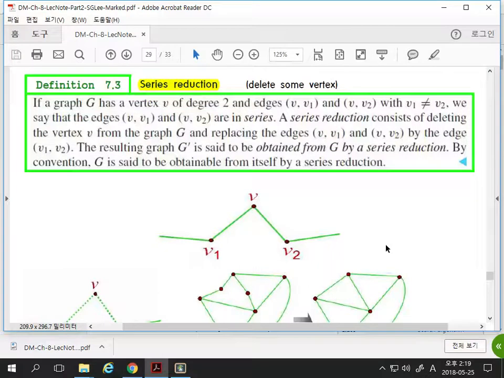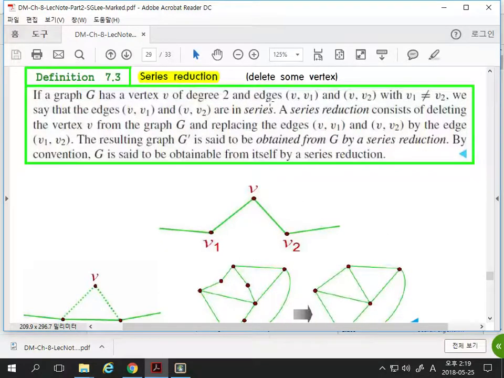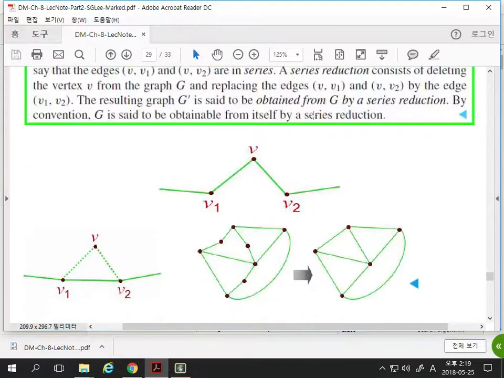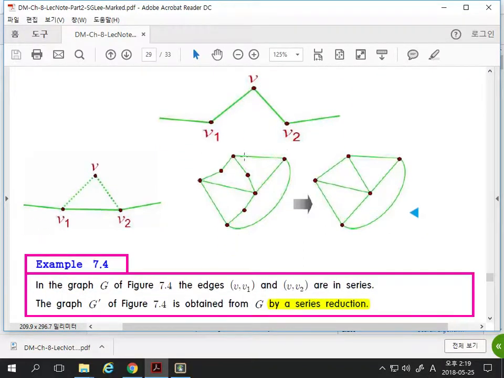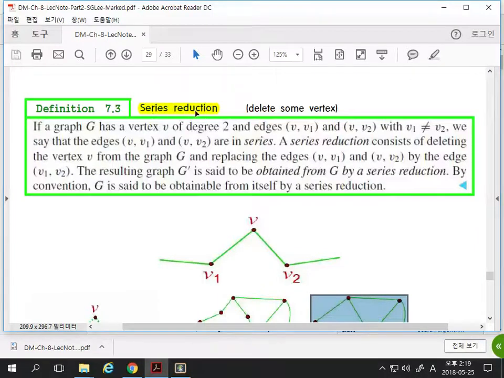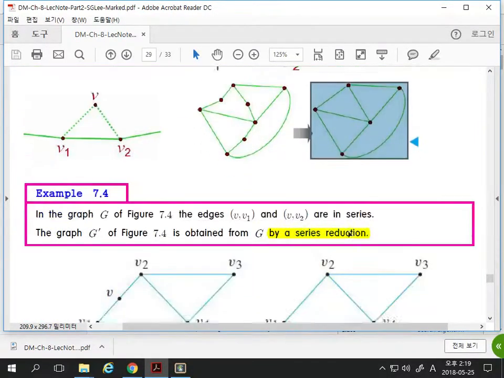But we can think of the series reduction, this definition, which means deleting some vertices to find another graph from the given one. For example, if we have this graph and we delete this vertex and this vertex, and then just connect it, we can simplify this graph to this one. So a vertex that is unnecessarily in the middle is treated as not there, and if you remove it, a simpler graph can be made. Creating a new graph by deleting vertices like this is called vertex series reduction.